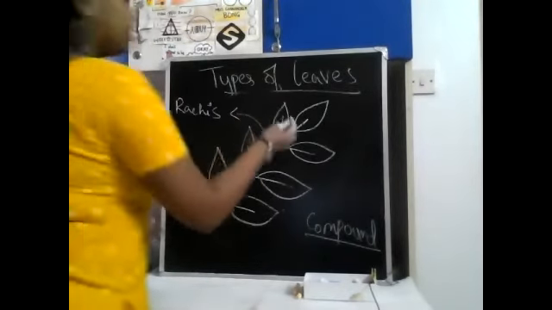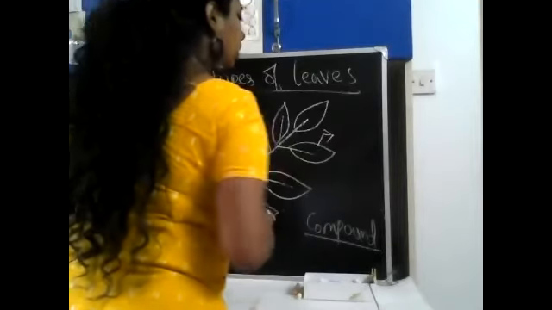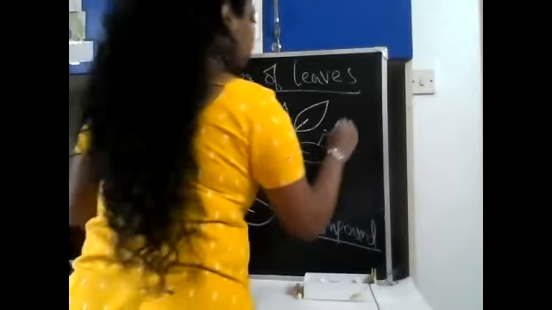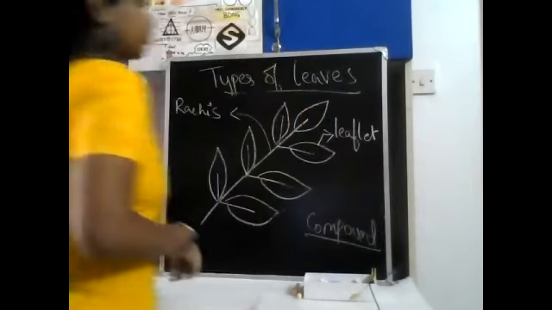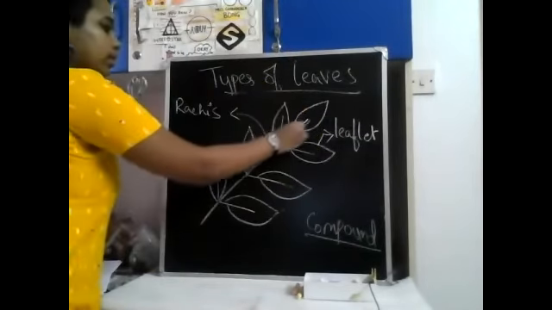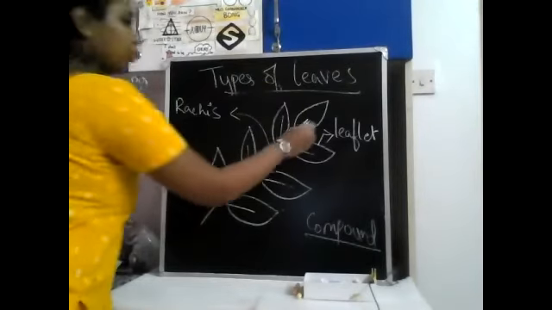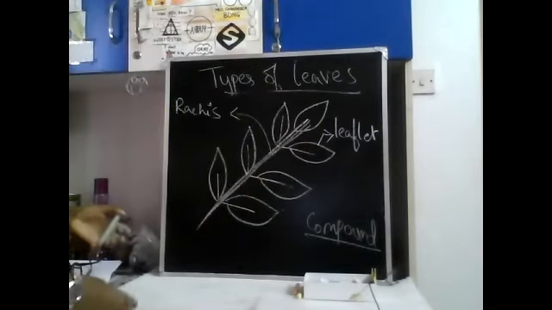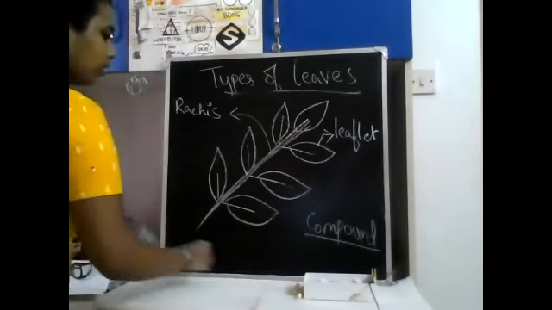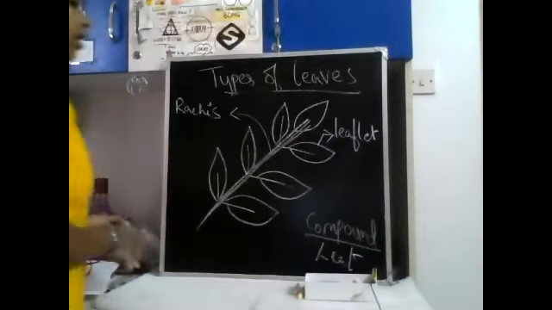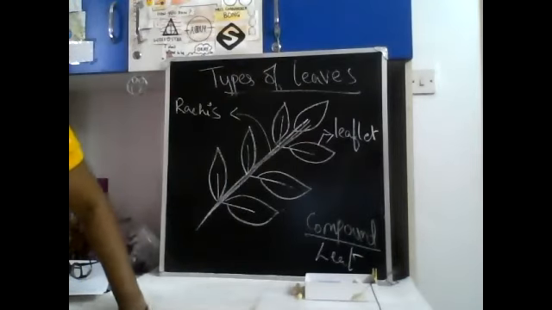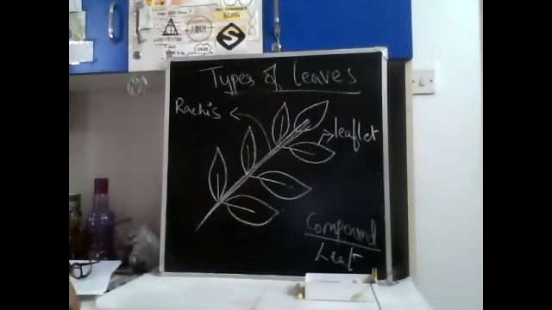Okay, this individual is called leaflet, and this is called a rachis. You don't call it a midrib. Okay, and this entire thing is a leaf. It's a leaf. It's a single leaf. Okay, now there are subdivisions in this compound leaf.